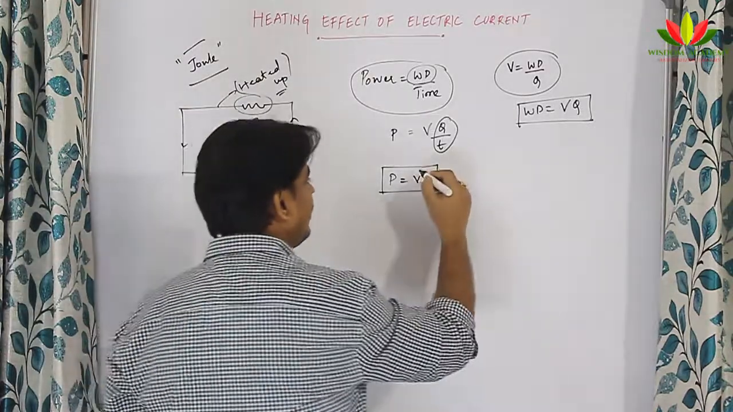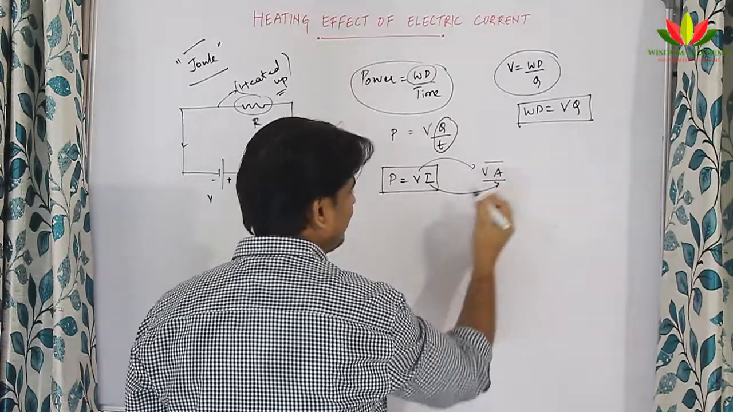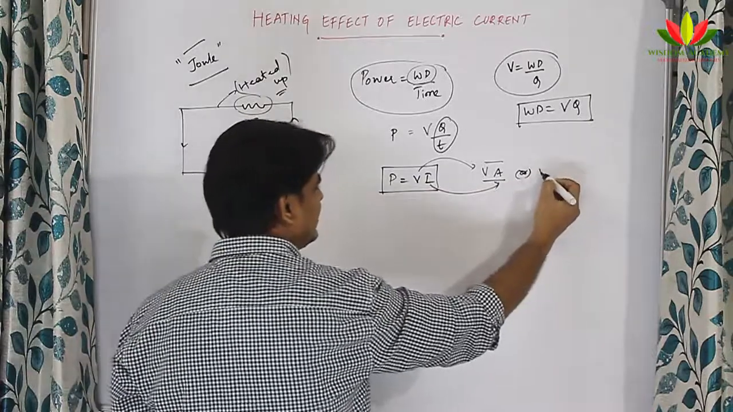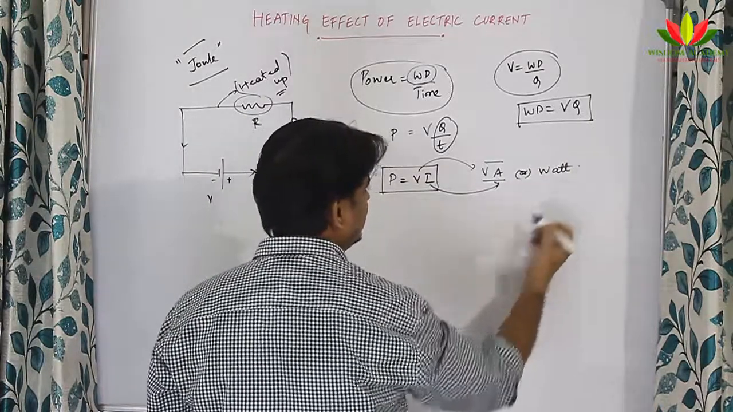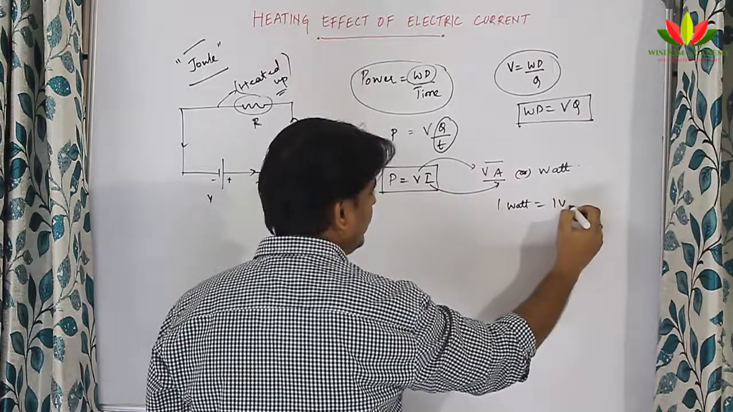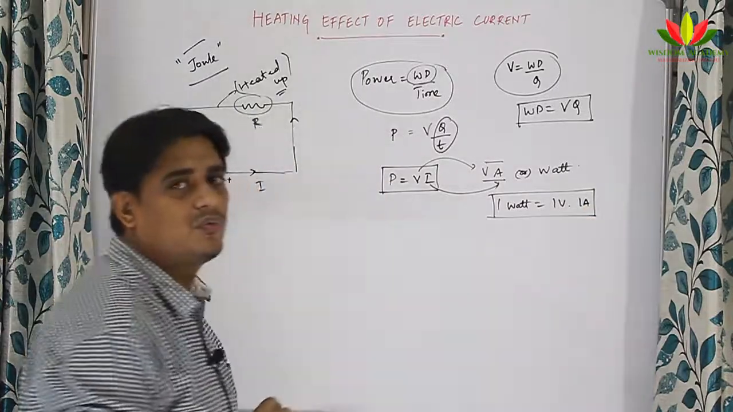What is the SI unit of voltage? It is volts, and current is ampere. So the SI unit of power is volt ampere, or we can also say it as watt. So I can say 1 watt is equal to 1 volt into 1 ampere. This is the way we represent watt in terms of volt and ampere.